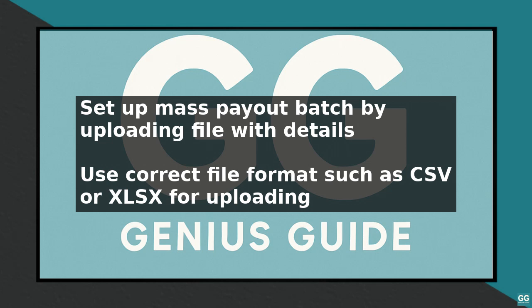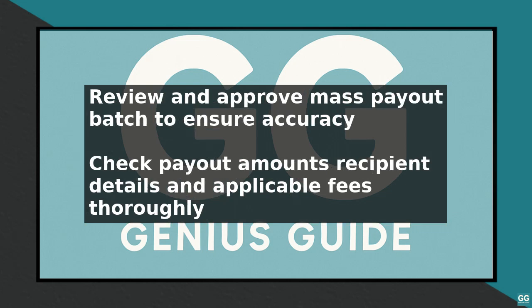Once you have set up the mass payout batch, you need to review and approve it. This involves checking the payout amounts, recipient details, and any applicable fees. You can also use Revolut's reporting tools to track the status of your mass payouts and identify any issues or discrepancies.